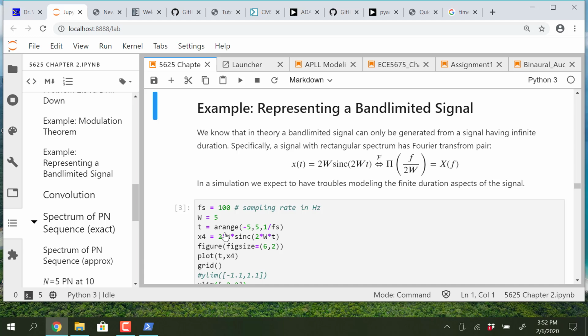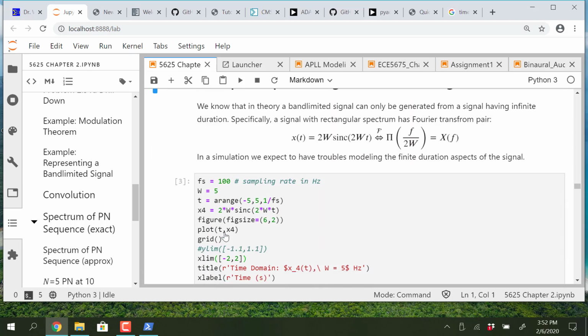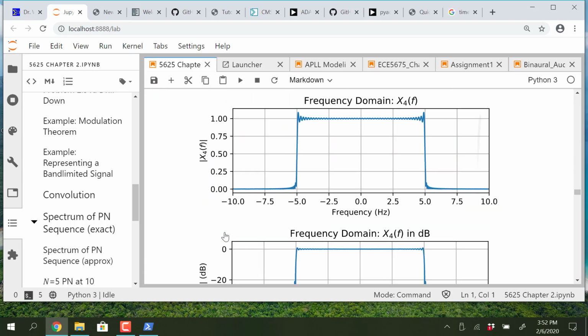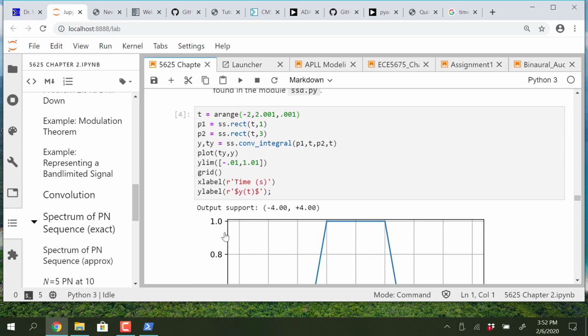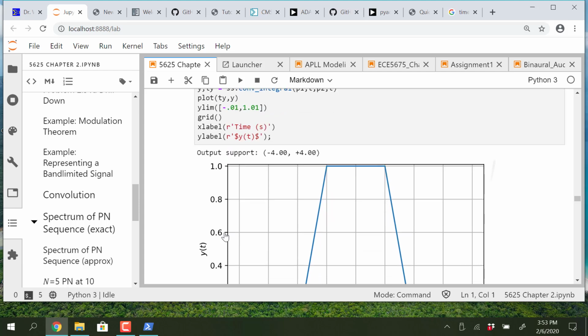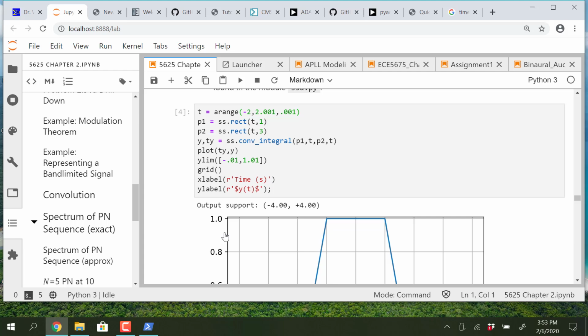So over here in the Jupyter Notebook, if you have to do a convolution, I've got it written out in here, but I do have a function called conv integral that can do a numerical version of a convolution. So here I just chose to convolve 2 rectangles, one of width 1, the other of width 3, and then I loaded them into the convolution integral function.